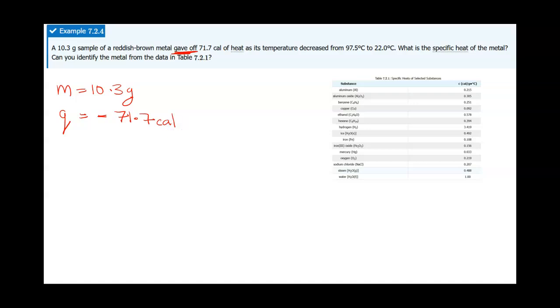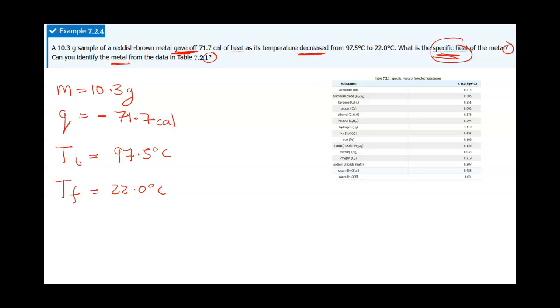As its temperature decreased, so confirming that the heat was lost, from 97.5 degrees Celsius, so that's where we started, T initial is 97.5 degrees Celsius, to 22 degrees Celsius. So that's our final temperature, 22 degrees Celsius. What is the specific heat of the metal? And can you identify the metal from the table? So again, we've got two things. We want to make sure we do the last thing that we need to do at the end.